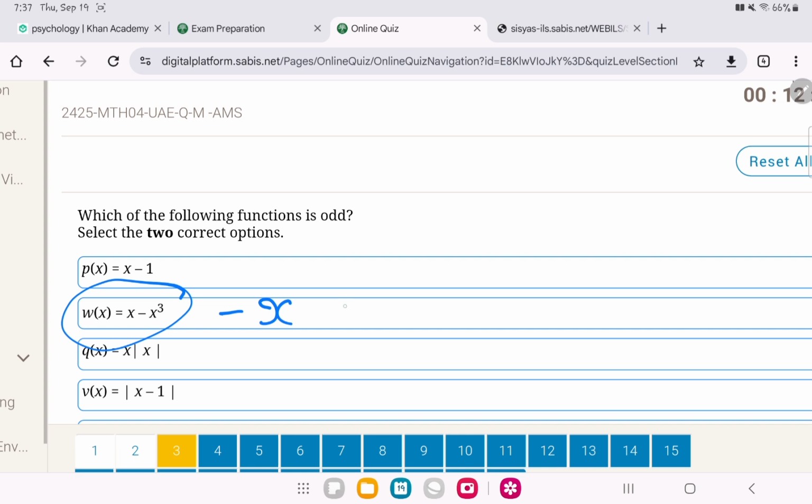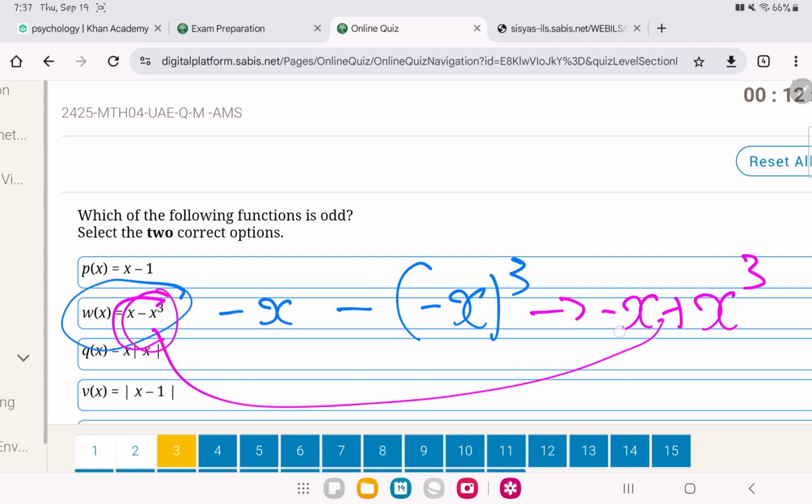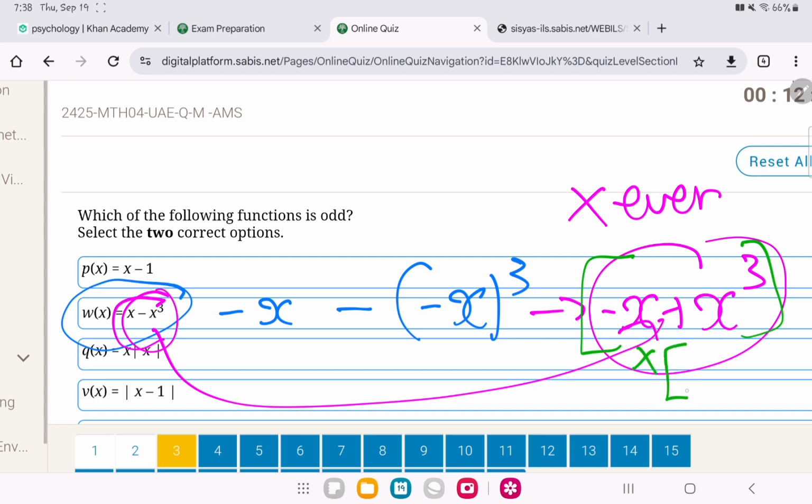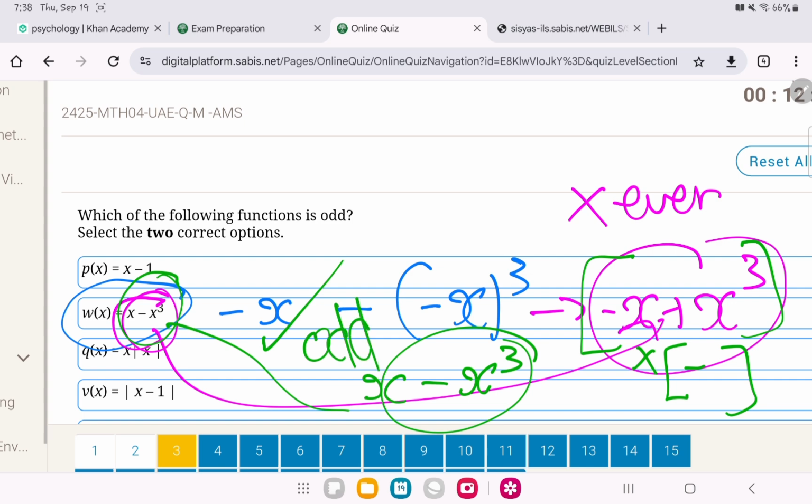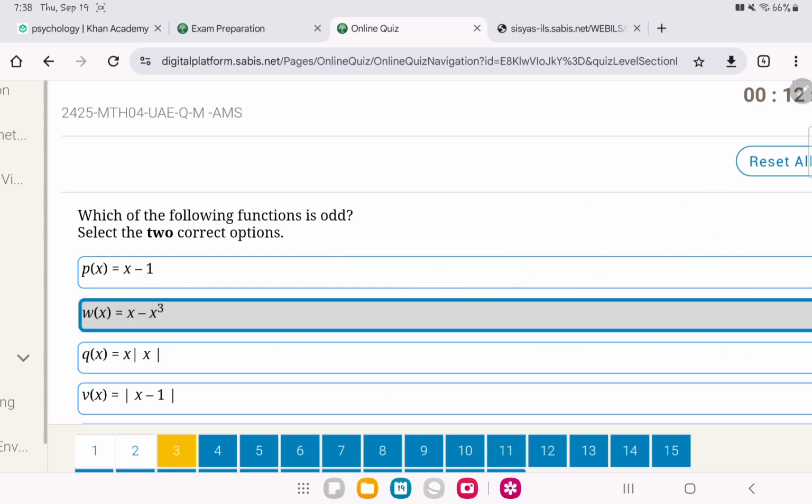Now the second one, let's substitute x by minus x. So we're going to have minus x minus x to the power of 3, okay? So definitely, if we solve it further, we're going to get minus x plus x to the 3. Definitely this one and this one are not the same, so they are not even. We said if they're not even, we multiply the result by minus. So now, what will we get? We will get x minus x to the power of 3. So this one and this one are equal, so it is odd and not even. So this one is odd.